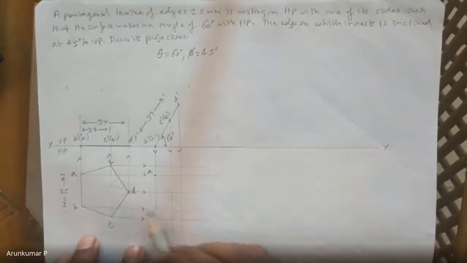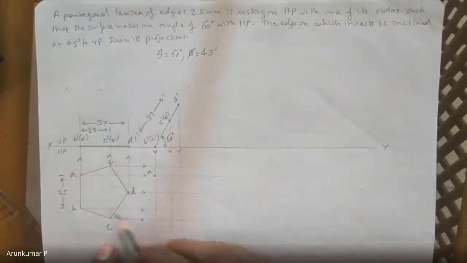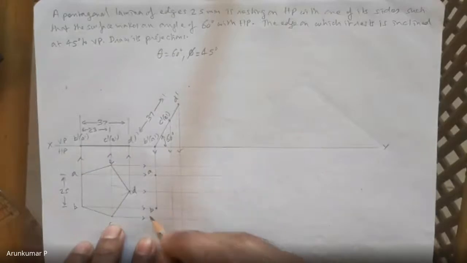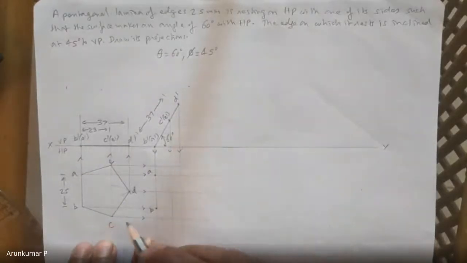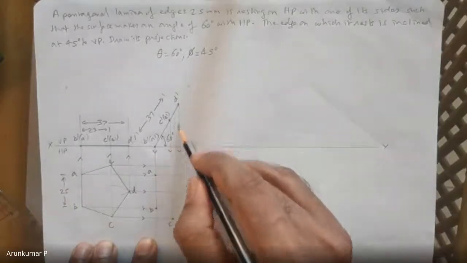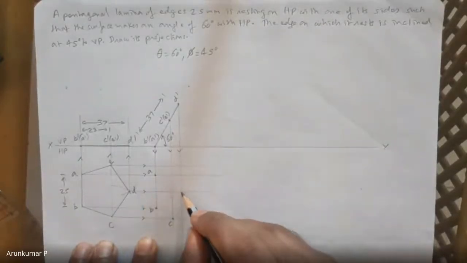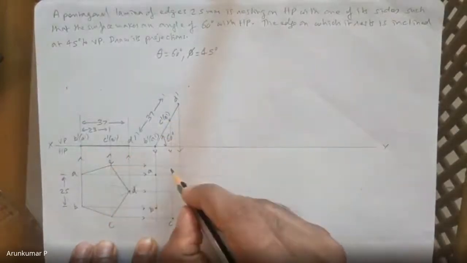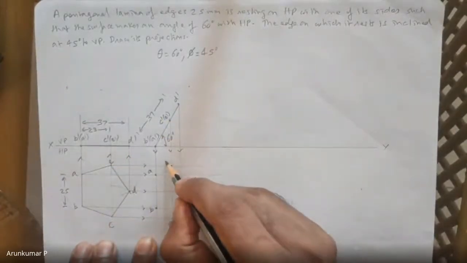So A dash and A, then B dash and B. So this point is B. C dash and C. This is C. D dash and D. This is D. E dash and E. This is E.